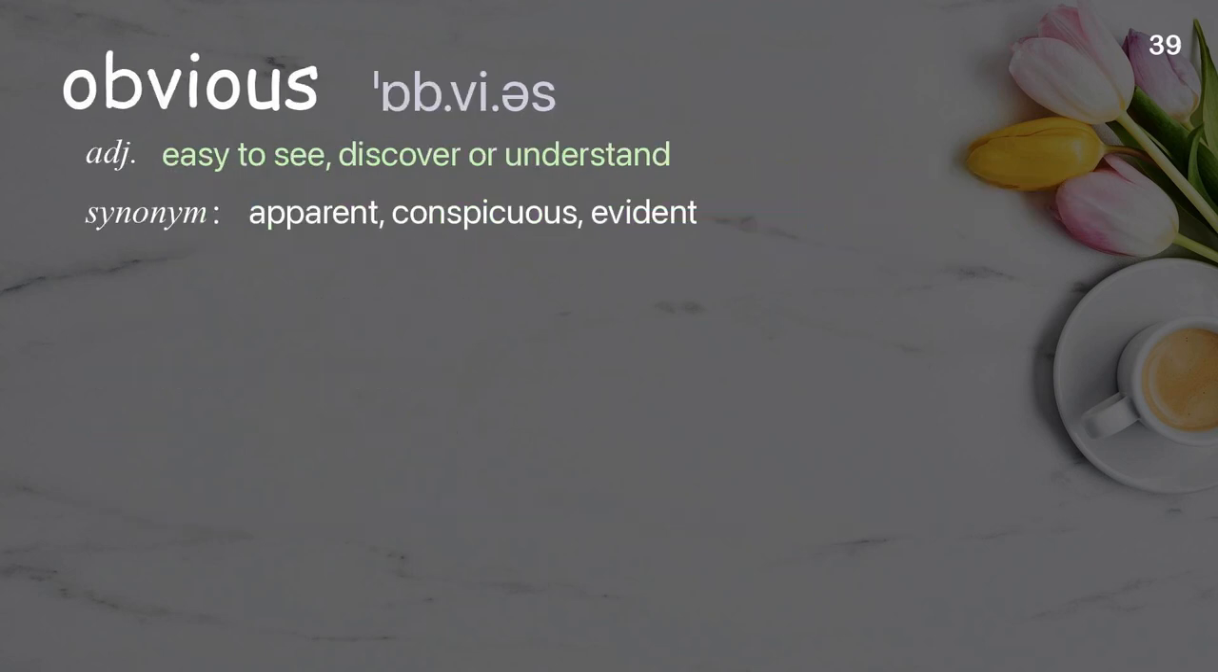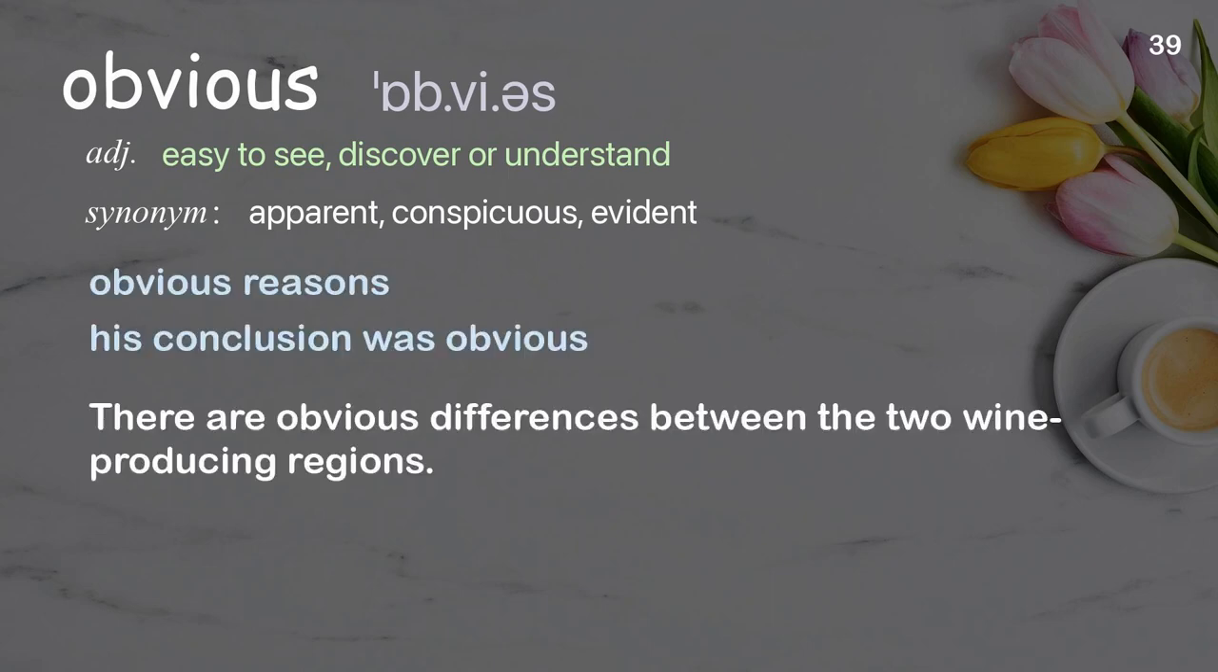Obvious: easy to see, discover, or understand. Examples: obvious reasons, his conclusion was obvious. There are obvious differences between the two wine-producing regions.